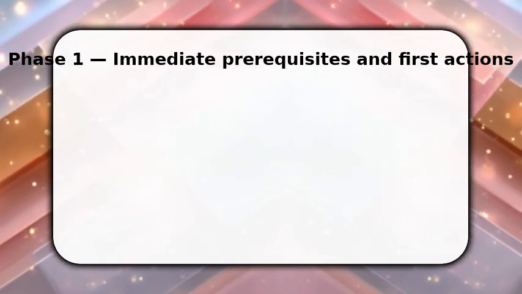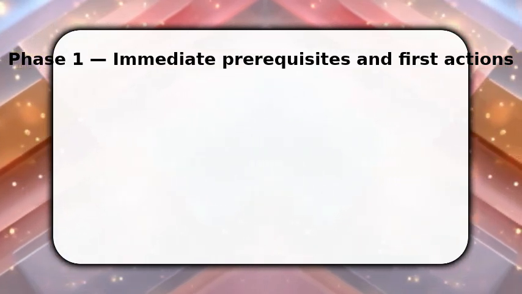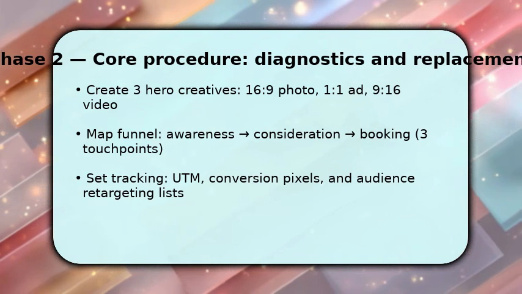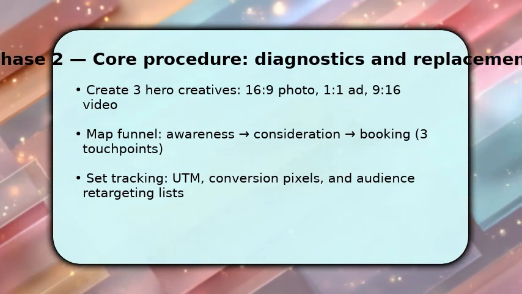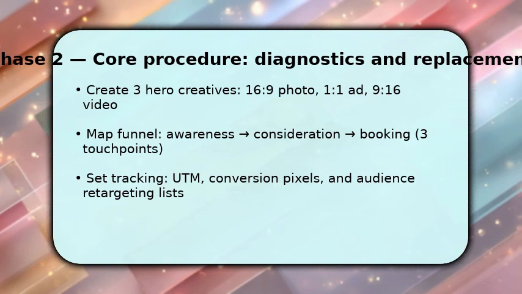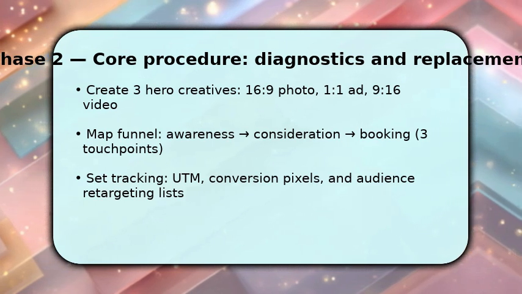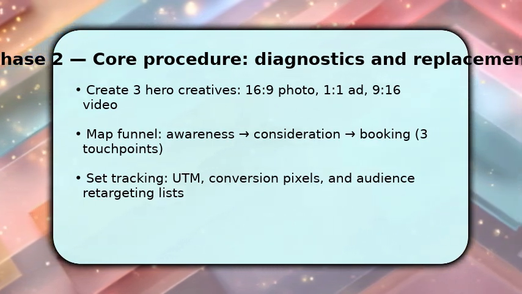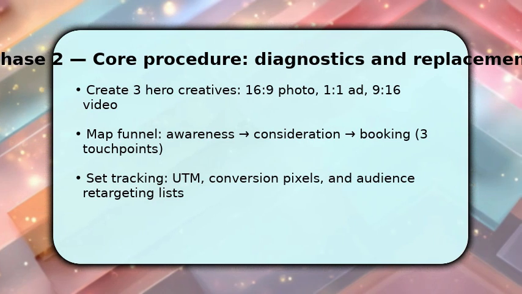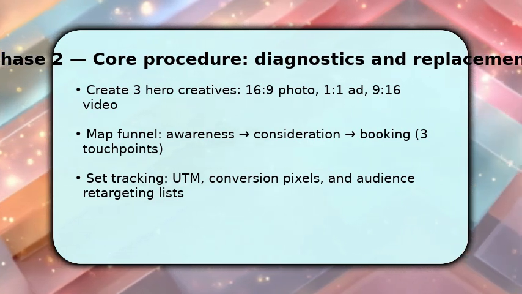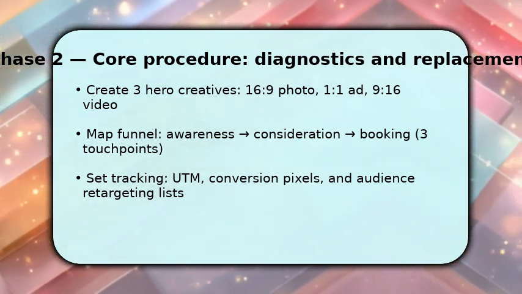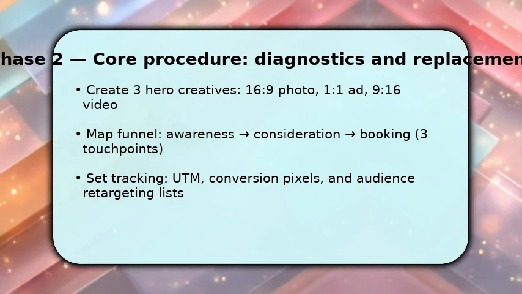You now build the creative and funnel that converts. This is the complex middle. Produce 3 hero creatives for key placements: landscape, square, and vertical video. Then map a simple funnel: awareness with storytelling, consideration with social proof, and booking with urgency-driven CTA, and assign a message to each touchpoint. Implement tracking, UTM, conversion pixels, and retargeting lists so you know which assets work.